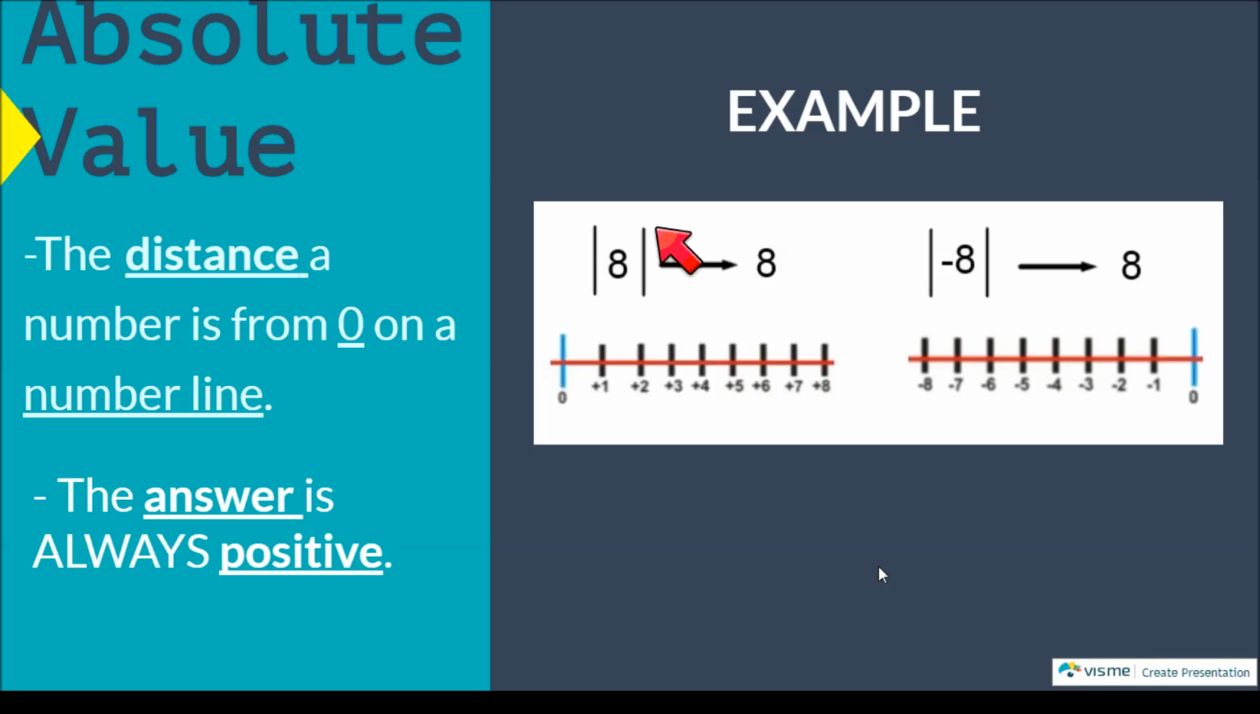So over here, we have our absolute value symbols. These two bars represent absolute value. Now, when you draw this or you make this on your paper, make sure your bars are a lot bigger than your numbers.